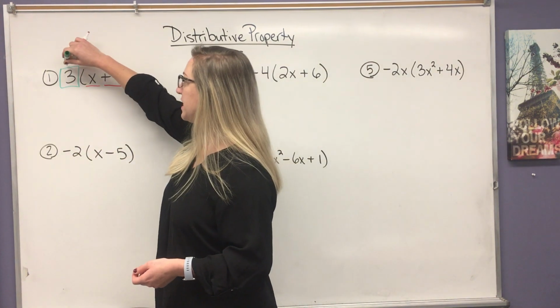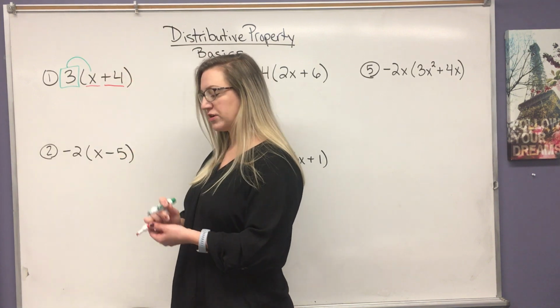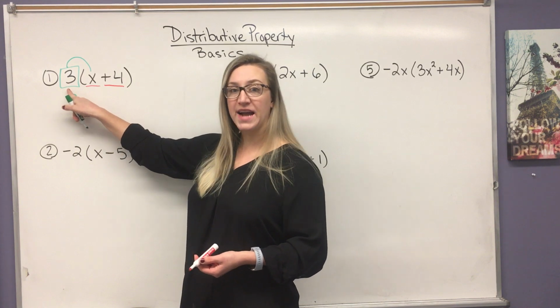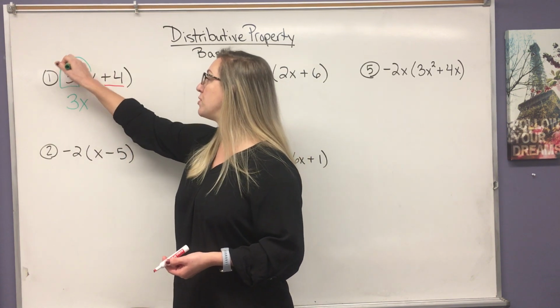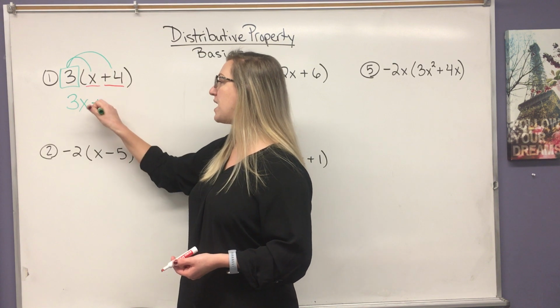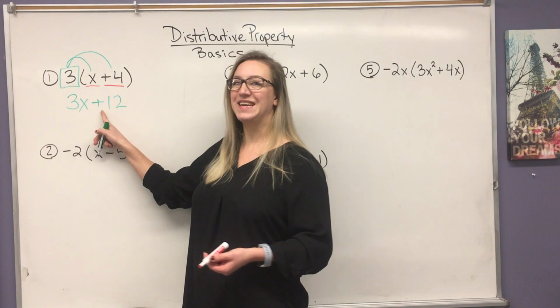So we're going to take 3, multiply it to x. 3 times x is 3x. And then we go back to 3 and have to multiply it to the positive 4. So 3 times a positive 4 is a positive 12. So you're going to need the sign here.